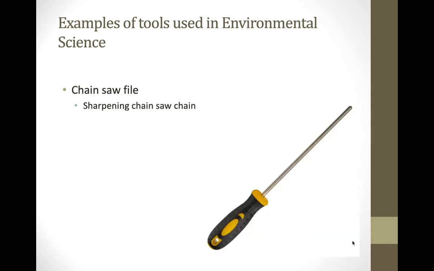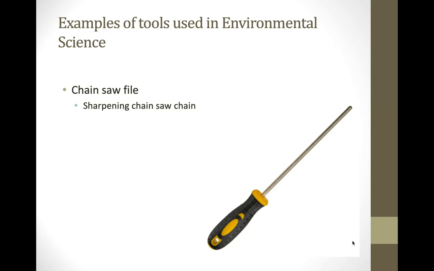A chainsaw file, it does exactly what you think it would. It actually is used for sharpening the chain on a chainsaw. One of the most dangerous tools out there is a dull chainsaw, because people will use that chainsaw to try to cut through something, and when it doesn't want to cut well, when it's not sharp enough, they'll start rocking that chainsaw back and forth, and it just becomes more dangerous.